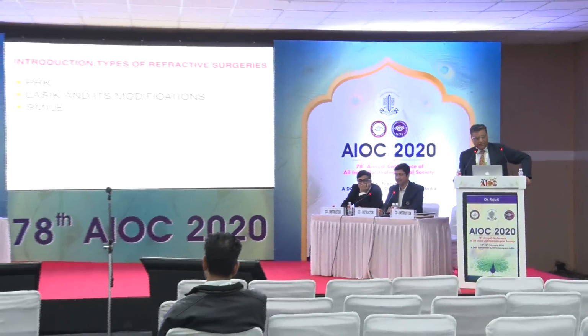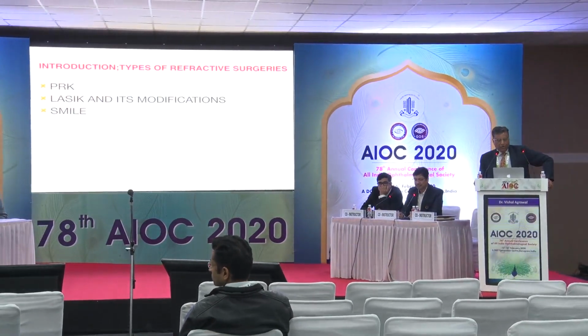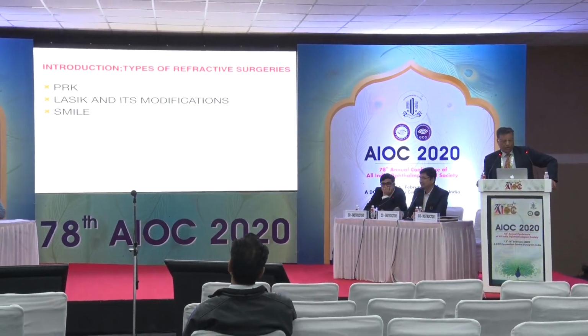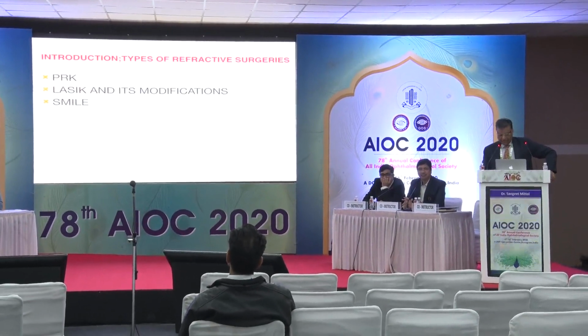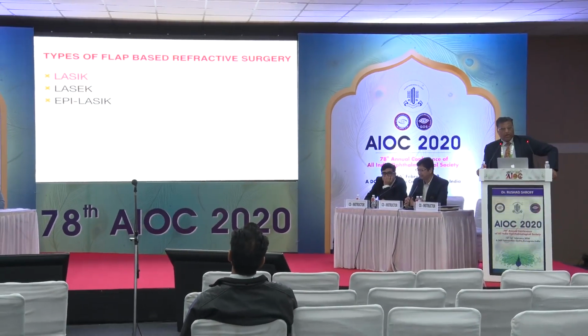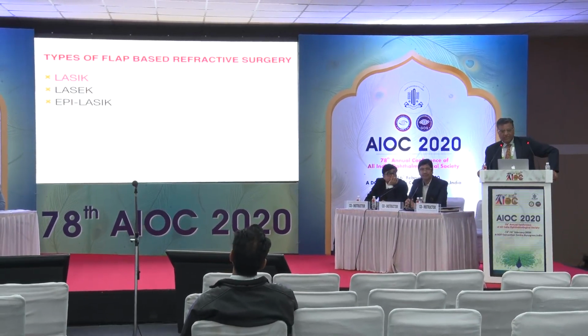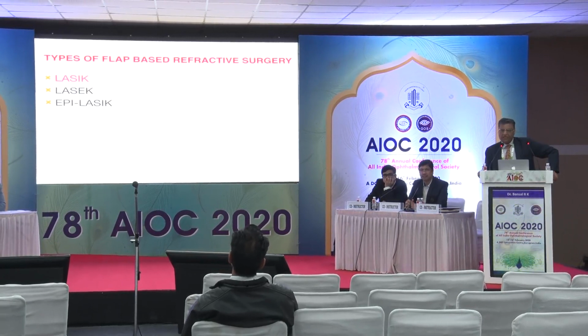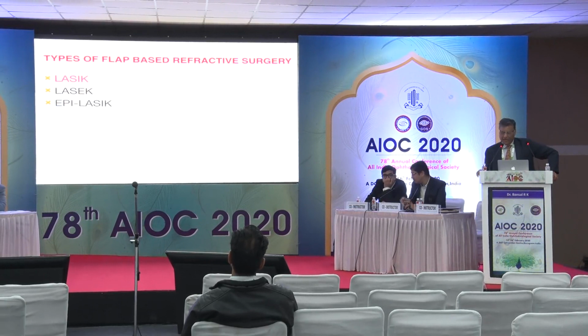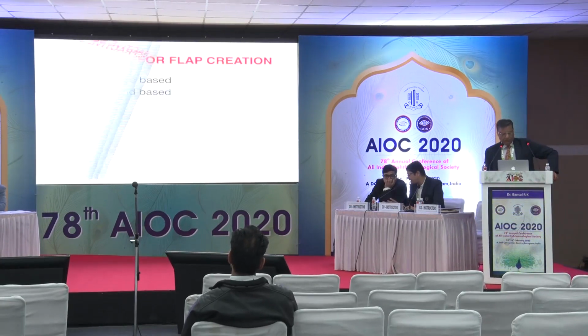Okay. So I'll be talking about the flap creation and complications by microkeratome. Well, we know the different types of refractive surgeries which are available: the PRK, which we are going to talk about, LASIK and its modifications, and SMILE. If we look at the flap-based refractive surgeries, then we have LASIK and other modifications, where you just remove the epithelium and do the laser. Then epi-LASIK is mostly not done these days.